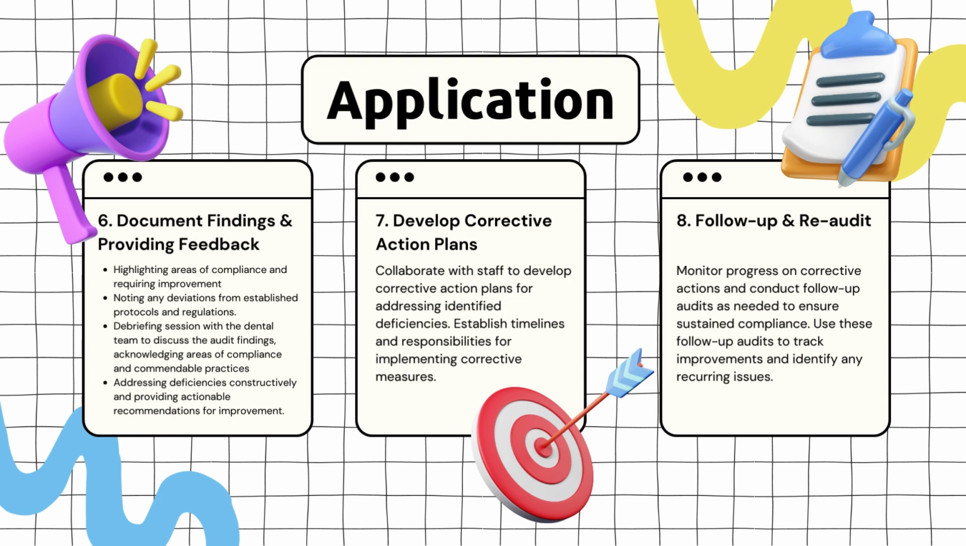Seventh, develop corrective action plans. Collaborate with staff to develop corrective action plans for addressing identified deficiencies. Establish timelines and responsibilities for implementing corrective measures. And lastly, follow up and re-audit. Monitor progress on corrective actions and conduct follow-up audits as needed to ensure sustained compliance. Use these follow-up audits to track improvements and identify any recurring issues.